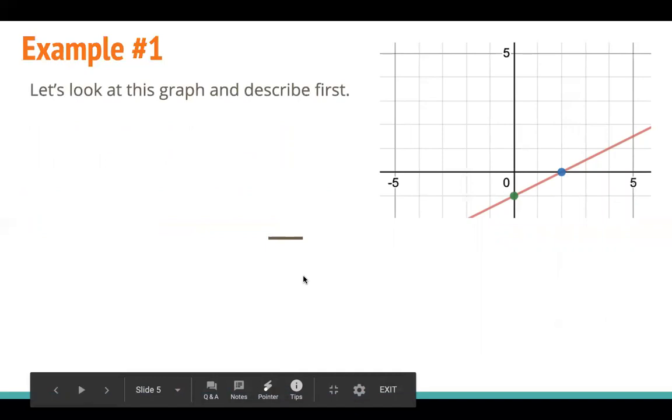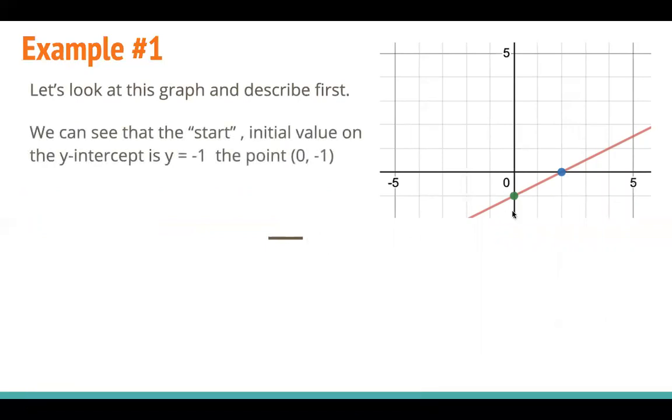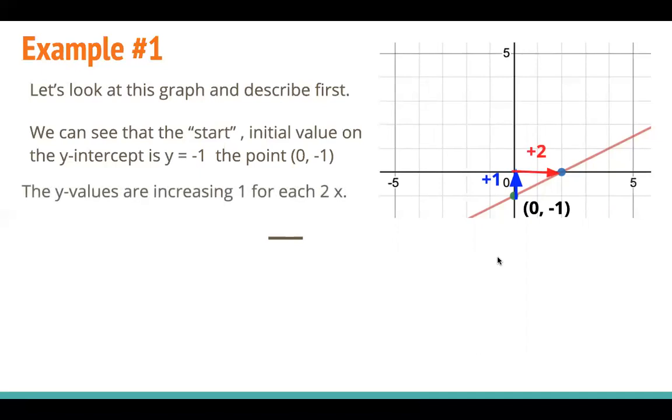And so if I look at the graph, let's go ahead and describe it again. We see the start, or initial value, is here at -1, so it's starting at a negative value. And then let's check how it's changing. To get to the next point, I would go up 1 and over 2. So the y values are increasing 1 for each 2 x's. So my delta y is 1 and my delta x is 2. Putting that in the ratio, it's 1 over 2.